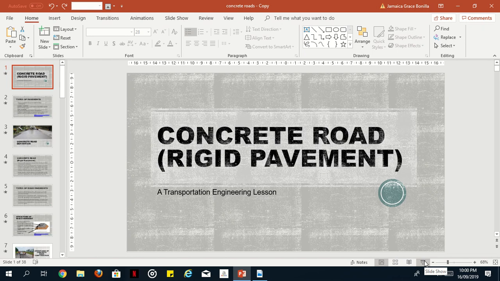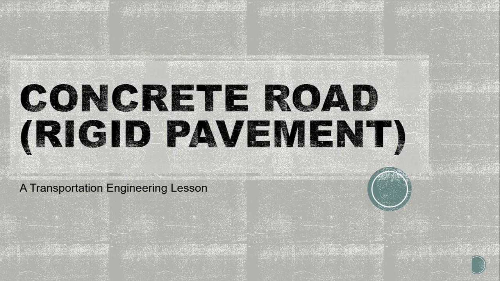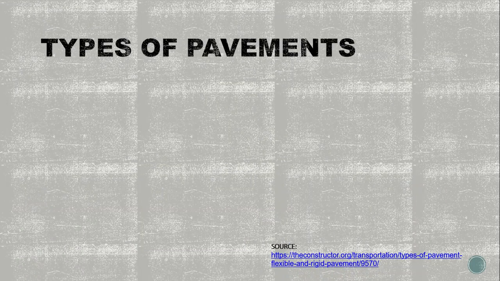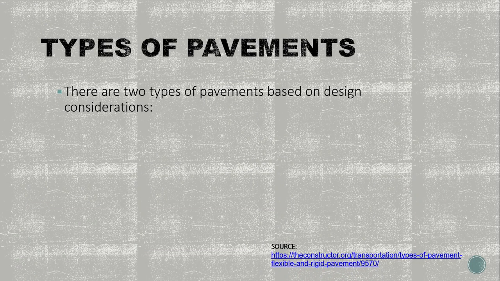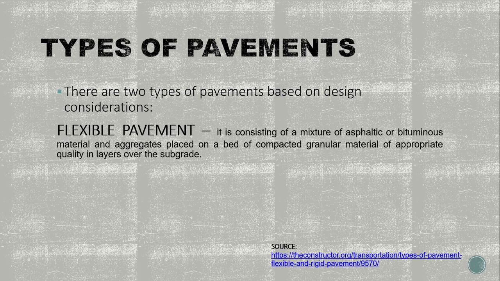So today we're gonna learn about a topic entitled concrete road or rigid pavement. Types of pavements. There are two types of pavements based on design considerations. The first type is the flexible pavement.